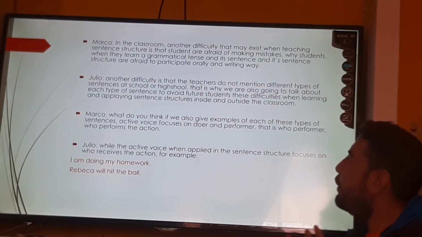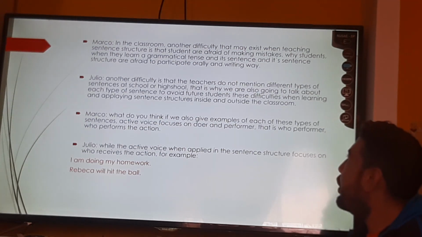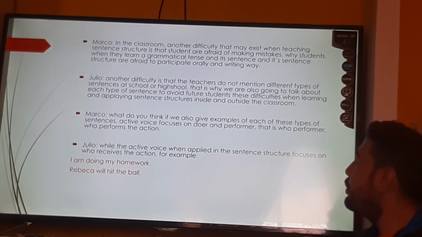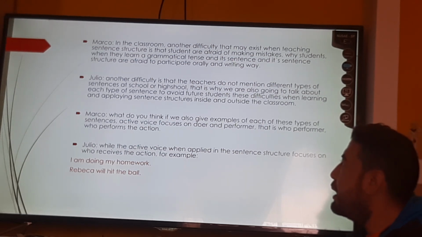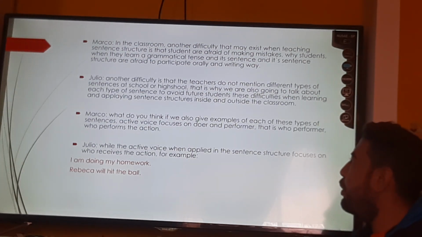Julio: Another difficulty is that the teacher does not mention different types of sentences at school or high school. That is why we are also going to talk about each type of sentence to help future students avoid these difficulties when learning and applying sentence structure inside and outside the class. Marco: What do you think if we also give an example of each of these types of sentences?